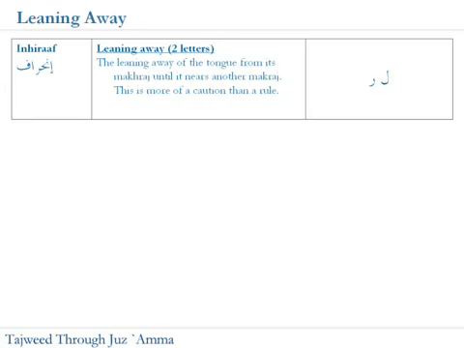We have one here called leaning away, which is inhiraf, and this only applies to the ra and the lam. So the leaning away of the tongue from its point of articulation until it nears another point of articulation. This is more of a caution than a rule. So if you were to say the ra, you'll notice as you release the tip of the tongue from where the ra starts from, it moves towards the lam, and when you say the la, it actually moves towards the ra, and the caution here is not to mix the two sounds up. So again, a trained teacher will teach you that.